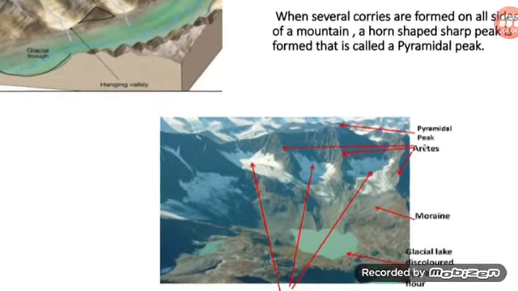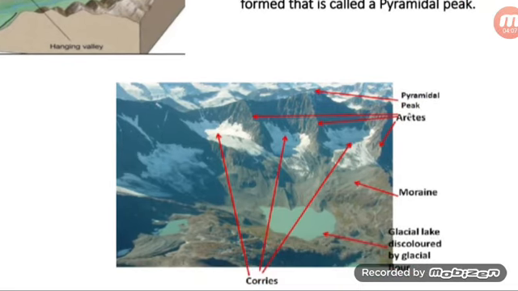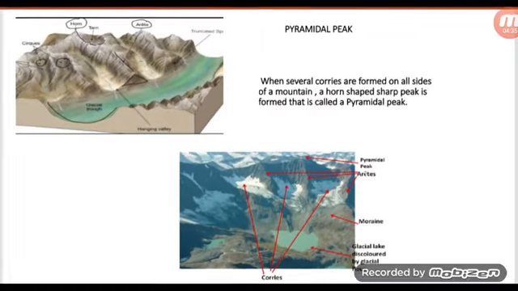In the diagram below, the various landforms that I have just discussed are shown with the help of these red arrows. They have shown the pyramidal peak and the aretes. This is a real picture of a glaciated region, showing how it really looks. Then we have the glacial lakes, which are called tarns, which are formed in the corries when the glacier has melted and gone. They have shown you three corries here, the aretes in between, and a pyramidal peak on the top. So this is how they really look.